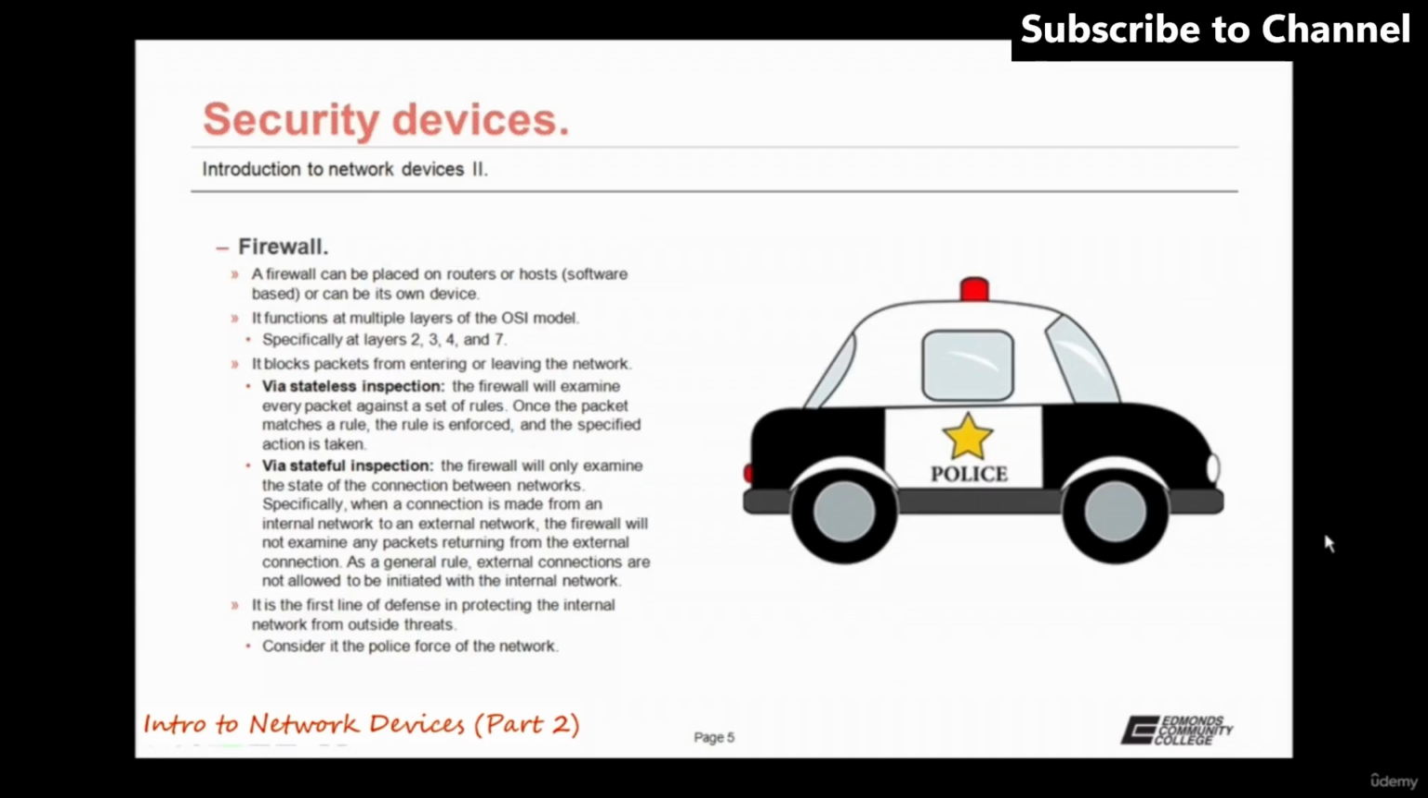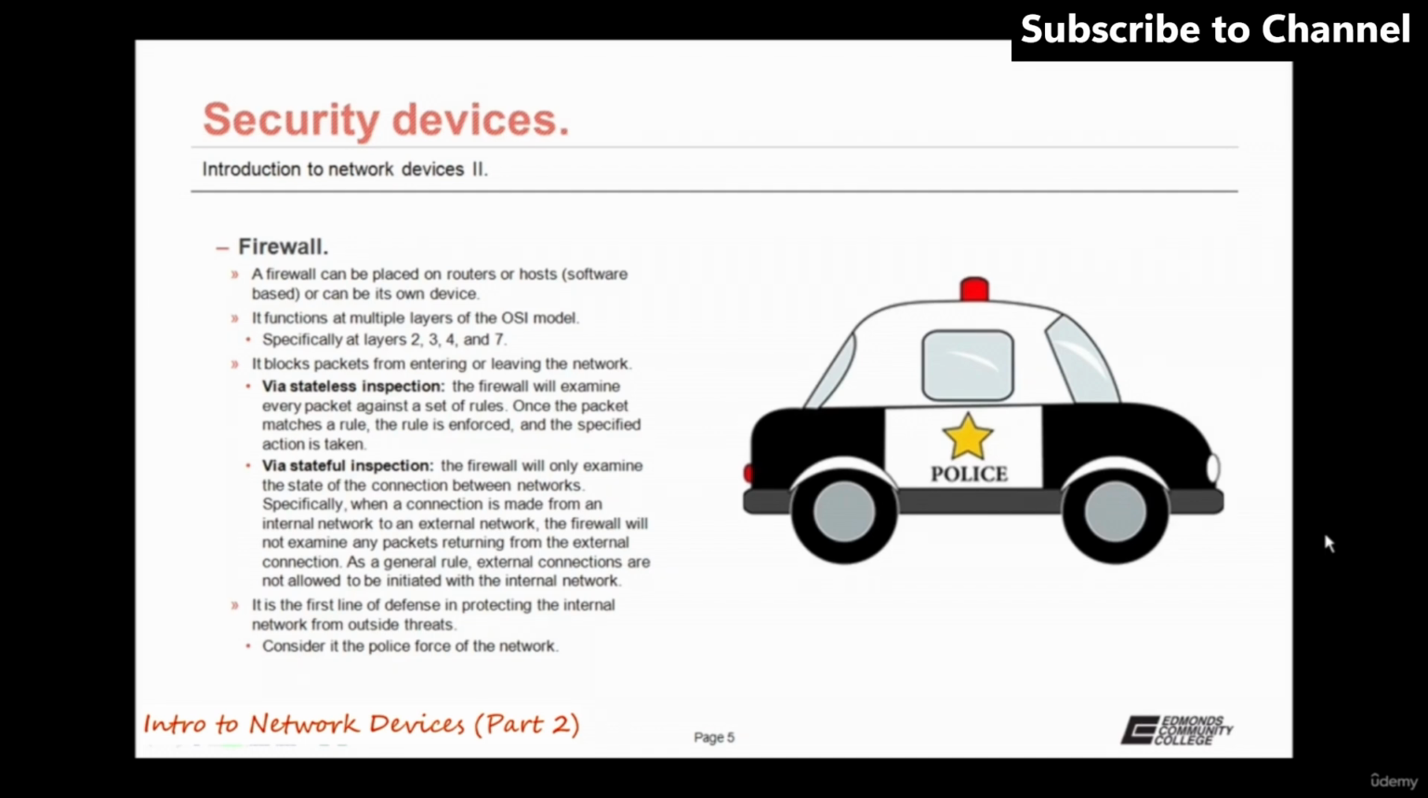Or it may use stateful inspection. This is when a firewall will only examine the state of a connection between networks. Specifically, when a connection is made from an internal network to an external network, the firewall will not examine any packets returning from the external connection. It only cares about the state of the connection. As a general rule, external connections are not allowed to be initiated with the internal network.